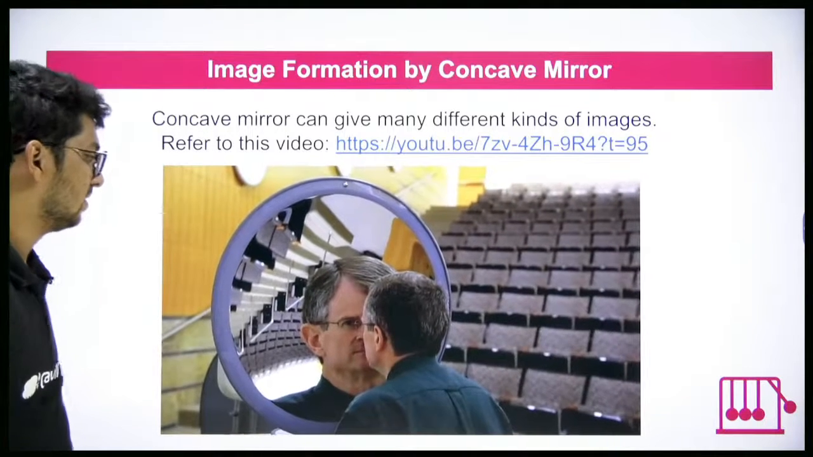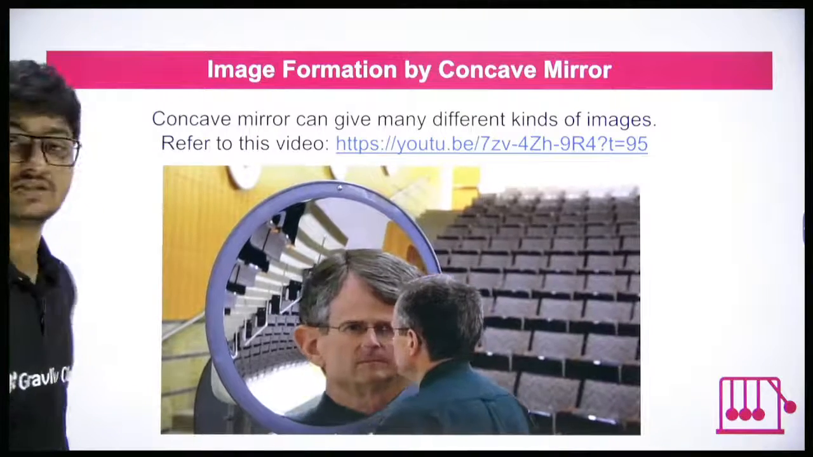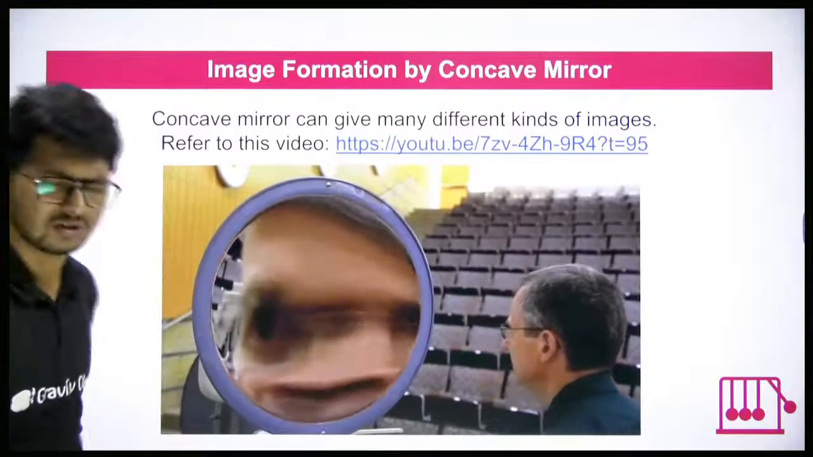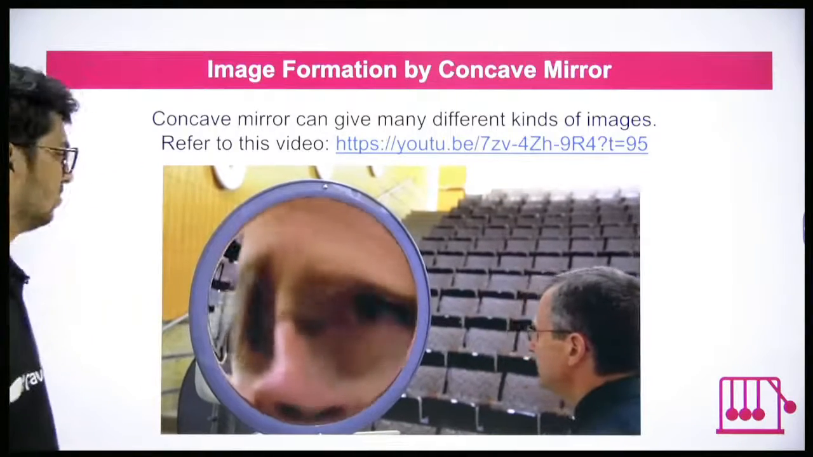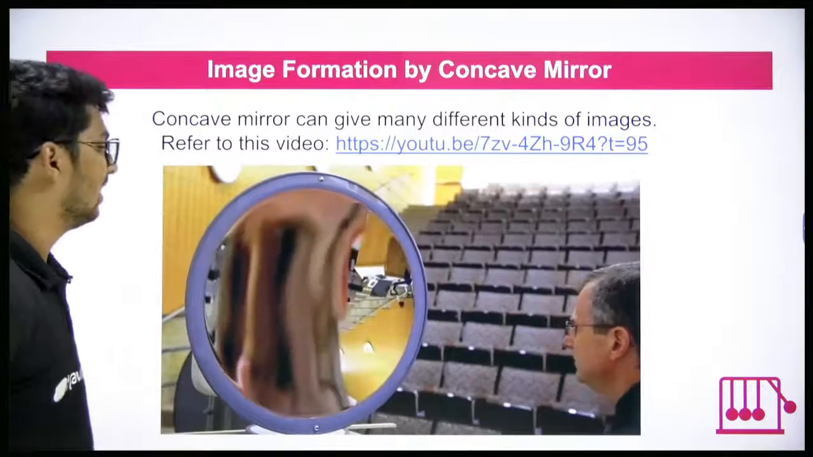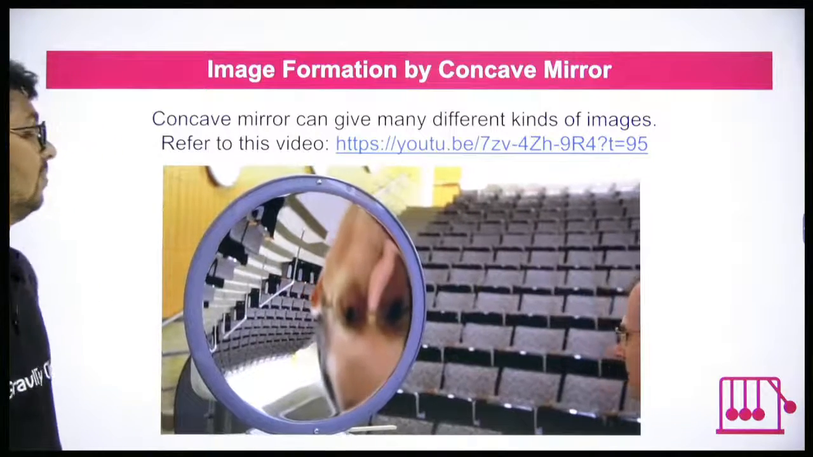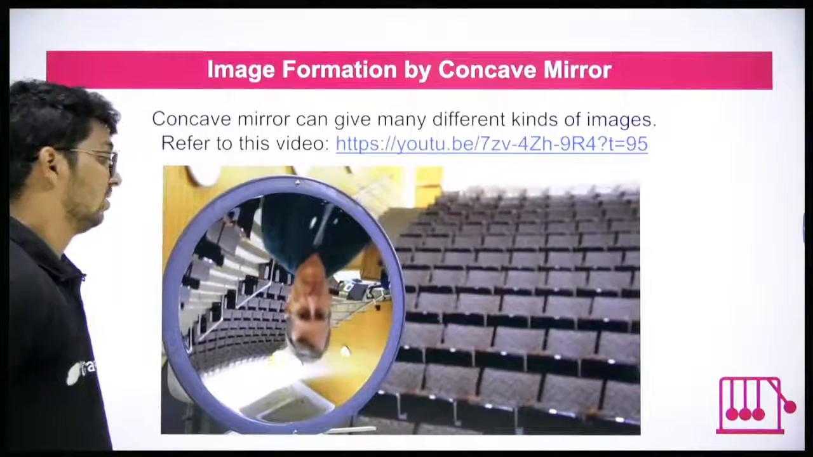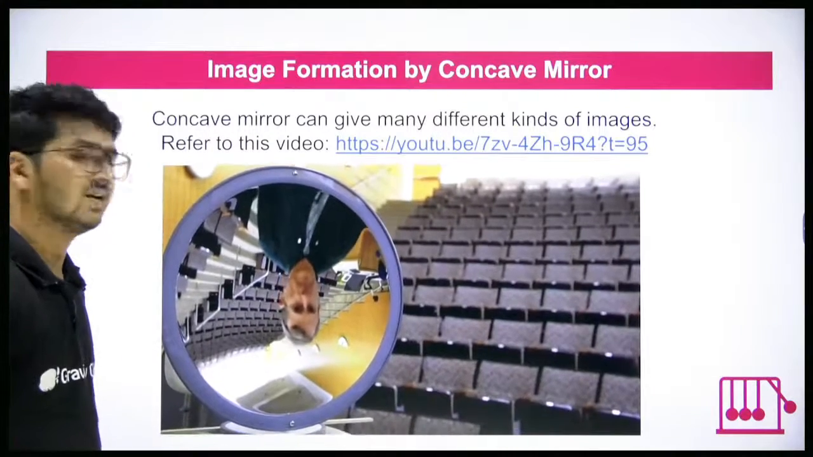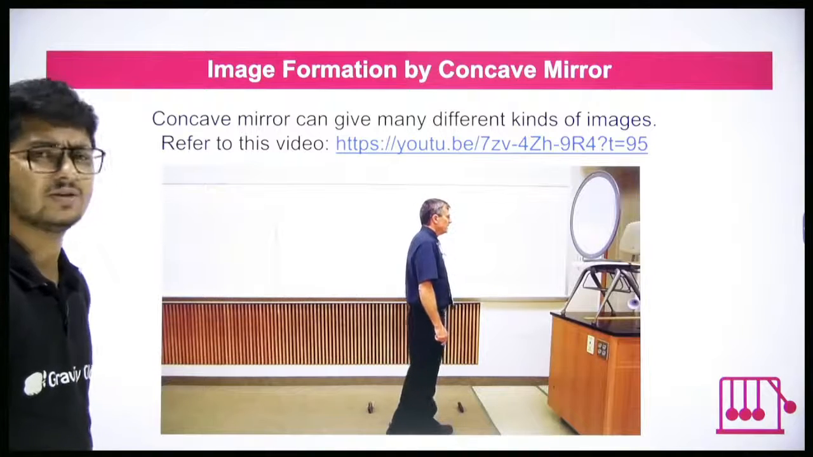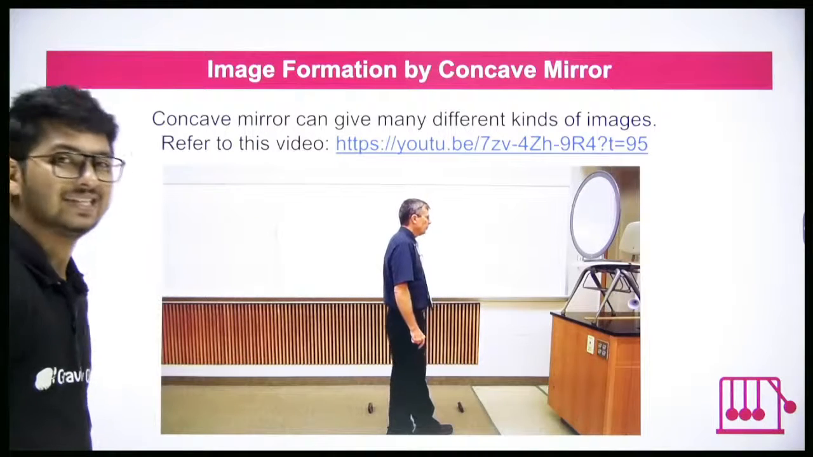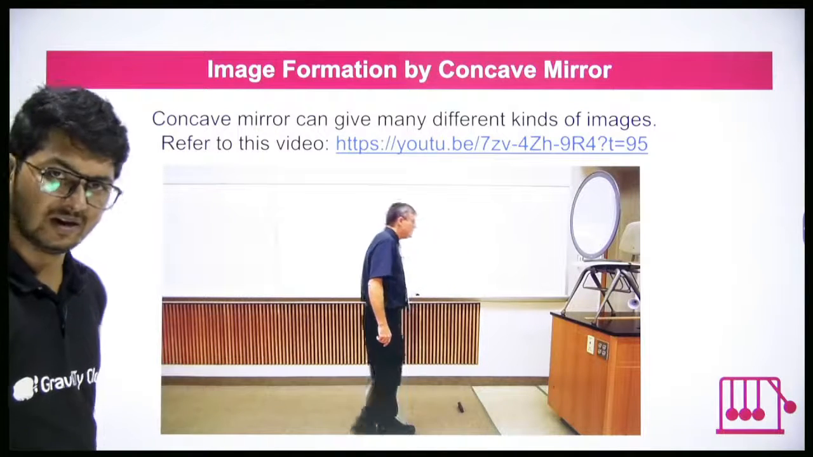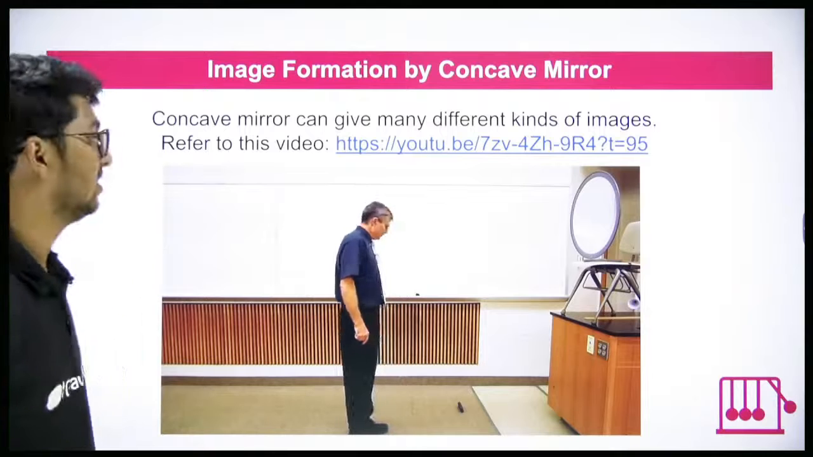Professor starts going back. So the image is first erect. Close to the mirror, the image is erect. It becomes very huge. And then as he keeps walking back, the image is becoming inverted, and you can see it in the mirror, by the way. It is inverted. And then as he keeps walking back, the image will be inverted, but the size of the image keeps decreasing.